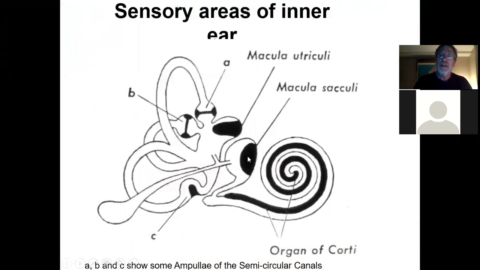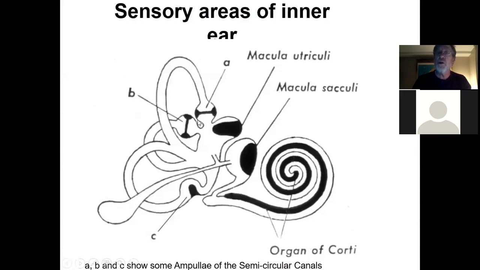And here are the membranous labyrinths: the utricle and the saccule, and the semicircular canals. Now the hair cell areas of these, remember we said they're located in the membranous labyrinths? In the cochlea, the membranous labyrinth in black is coiled like a snail. In the saccule, right here, they call this the macula, and the macula utriculi, and the macula of the semicircular canals.